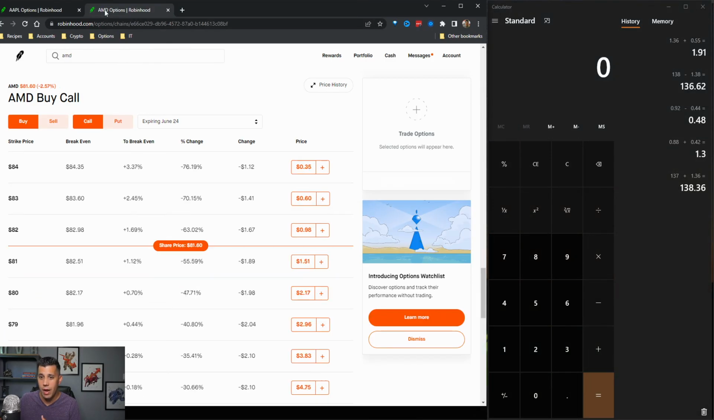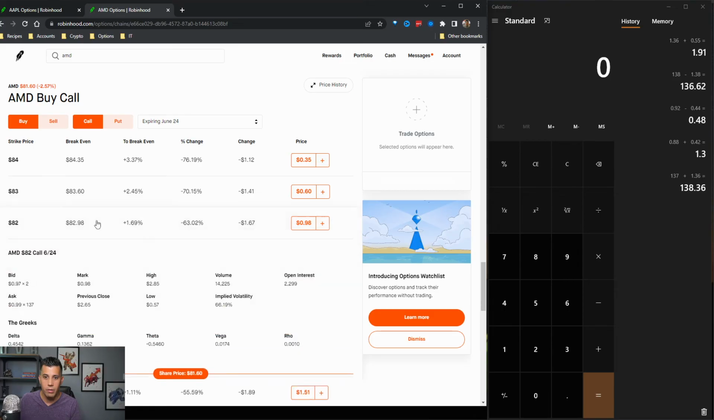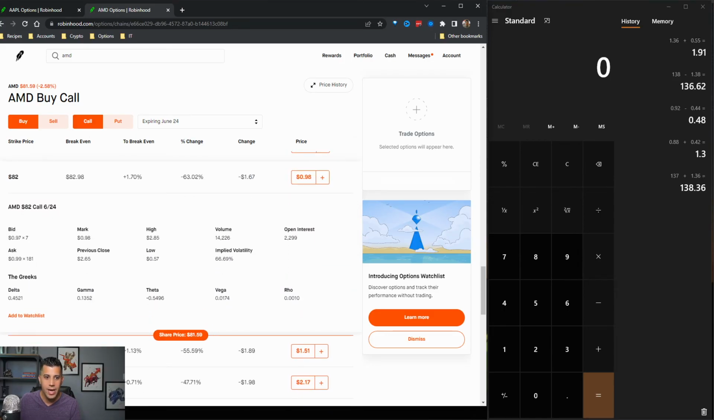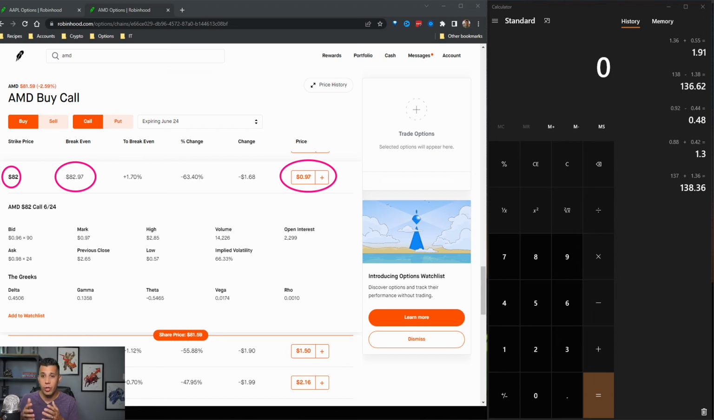Same thing. Let's go to AMD. This works for any stock. Again, let's look at the 82 call right here. Strike price 82, break-even 82.98. And how did they get that? They took 98 cents plus the strike price. They got 82.98. And that's your break-even price if you own 100 shares.